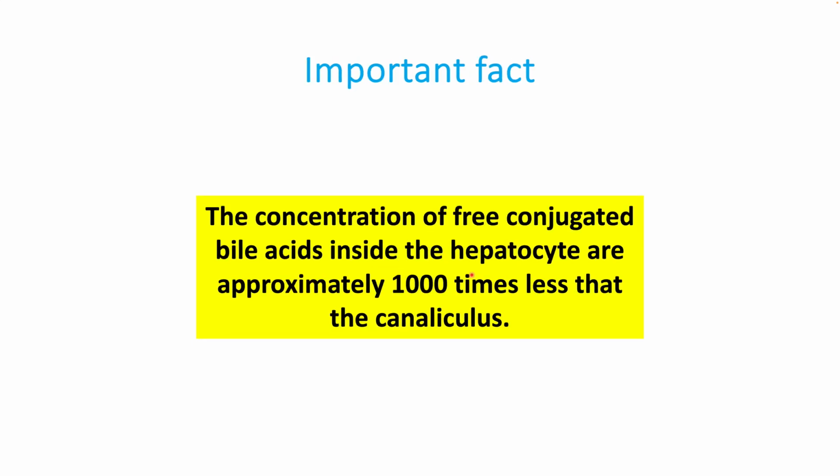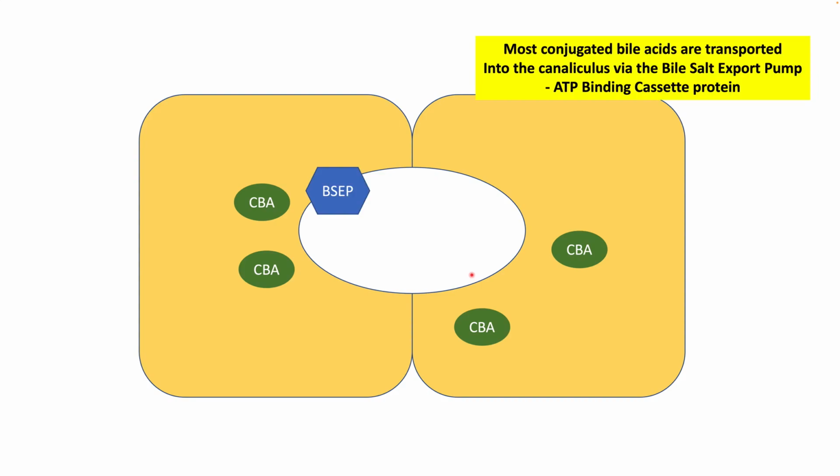Now, an important fact to look at before we talk about the transport mechanisms from the hepatocyte into the canaliculus is that the concentration of free conjugated bile acids inside the hepatocyte is about 1,000 times less than that of the canaliculus, which means that we're moving from a relatively low concentration to a very high concentration, which means therefore we're going to have to use energy to get these conjugated bile acids into the canaliculus. There are two major transport mechanisms.